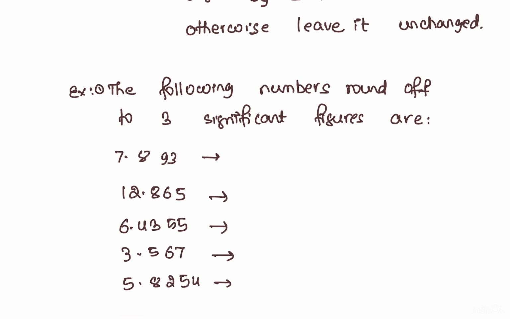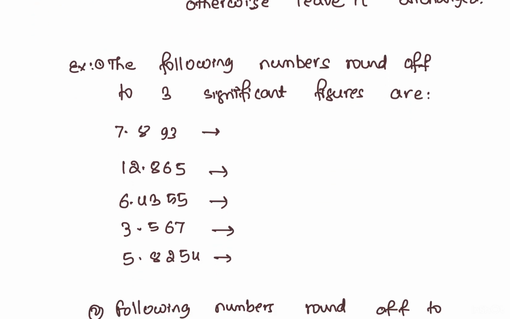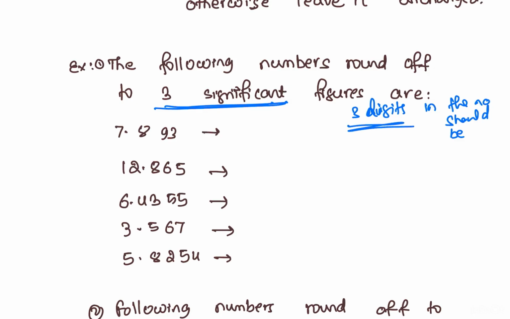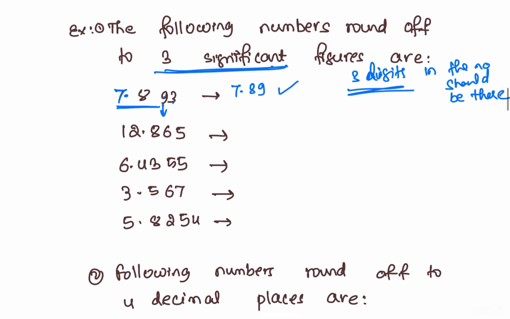Now we can see some examples so that it will be clear. Round off the following numbers to 3 significant digits. So we have given some numbers. 3 significant digits means in the number we have to have only 3 digits. We are not talking about after the decimal point, but totally 3 digits should be there. So this 7.893 has 4 digits. We have to make it 3 digits, so 7.89. You can observe the number after 9 is less than 5. Therefore we leave 9 as it is. Therefore it is 7.89.